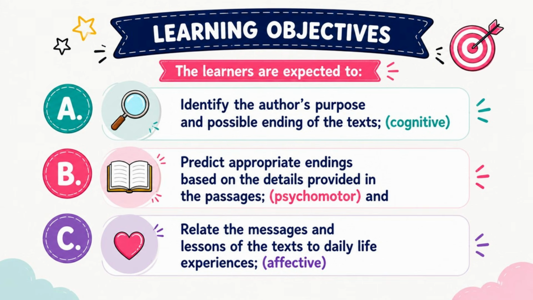Learning objectives. The learners are expected to identify the author's purpose and possible ending of the text. Predict appropriate endings based on the details provided in the passages. Relate the messages and lessons of the text to daily life experiences.